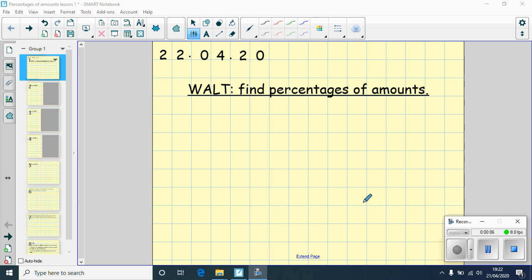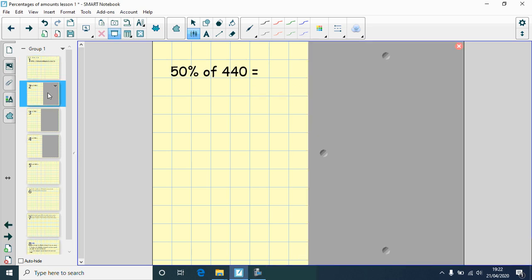Our learning objective for today is to find percentages of amounts. We're going to start off with some of the basics, so we're going to be looking at 50%, 25% and 75%. Now these are not as complicated as some of the others, so let's have a look at the first one.